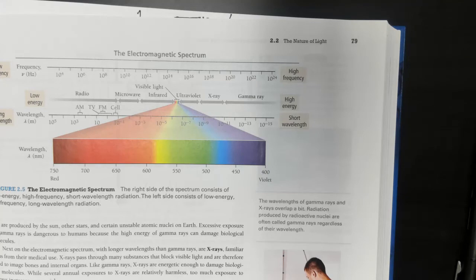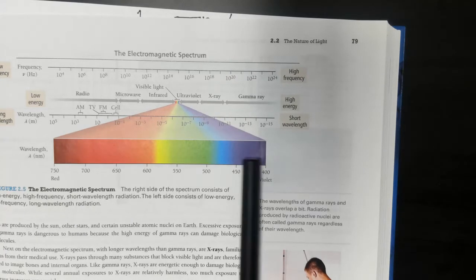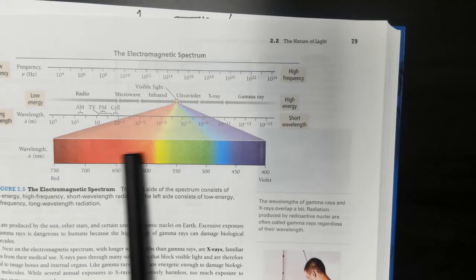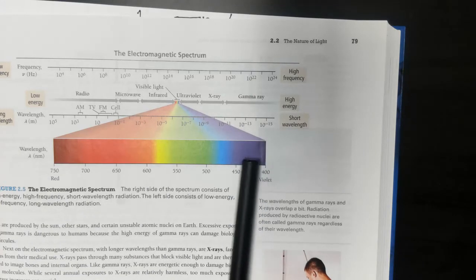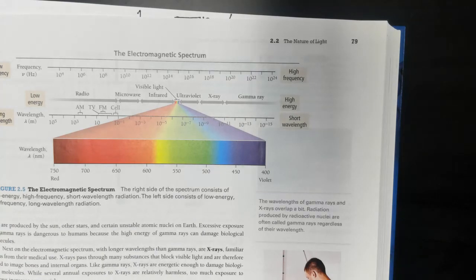All right? So these particles that strike our eye and allow us to see color can be thought of as being red-colored particles, and blue-colored particles. Right? Yellow particles, green particles, so forth and so on.